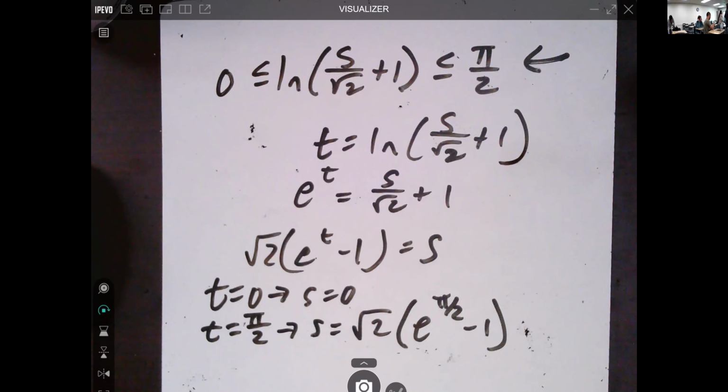Between 2 points. So that's finding from 2 parts of it. This is the arc length.